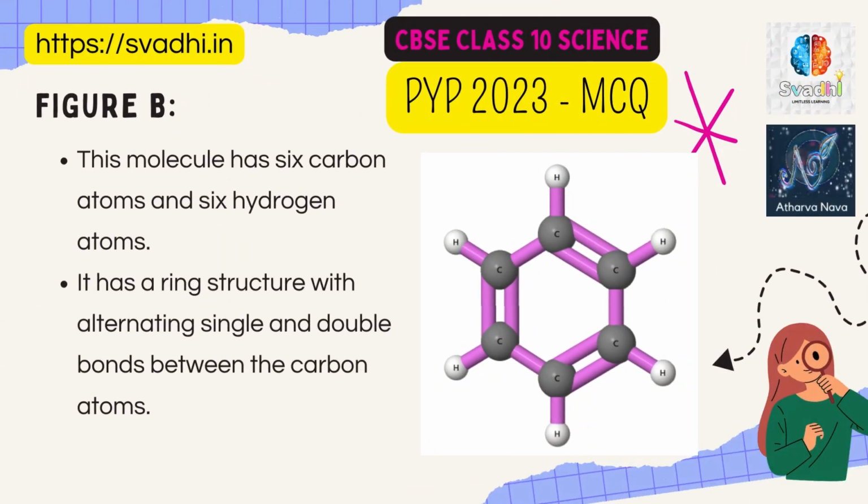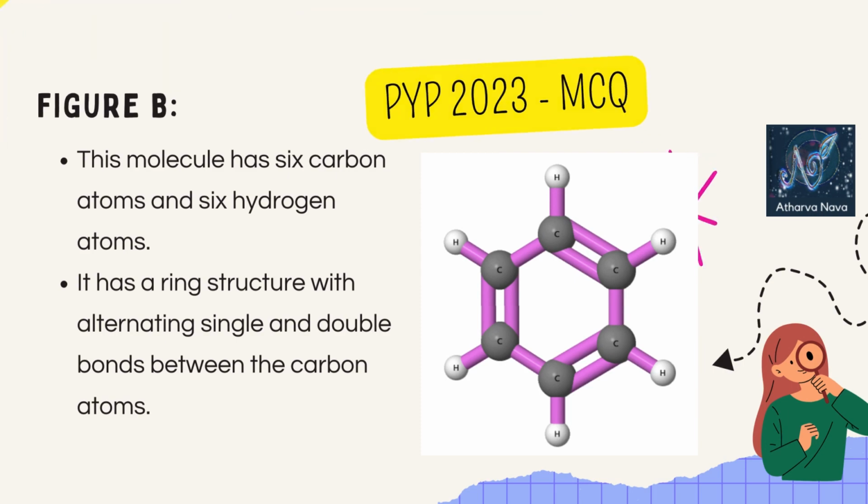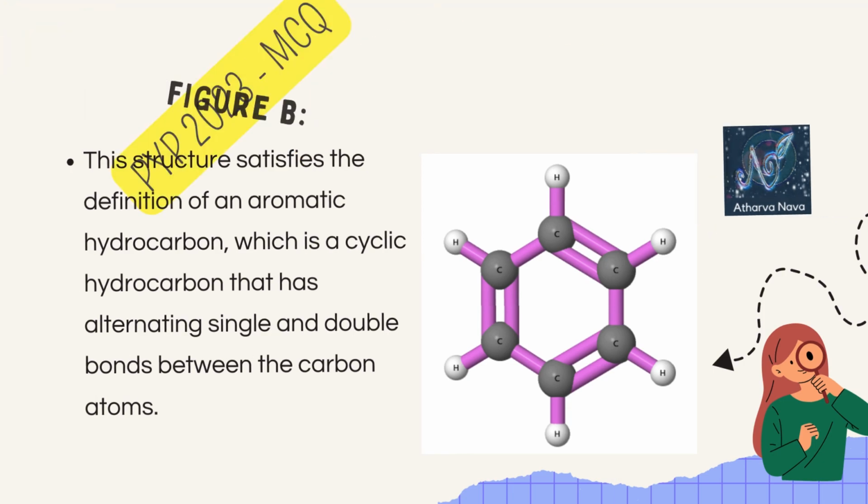Figure B. This molecule has 6 carbon atoms and 6 hydrogen atoms. It has a ring structure with alternating single and double bonds between the carbon atoms. This structure satisfies the definition of an aromatic hydrocarbon, which is a cyclic hydrocarbon that has alternating single and double bonds between the carbon atoms.